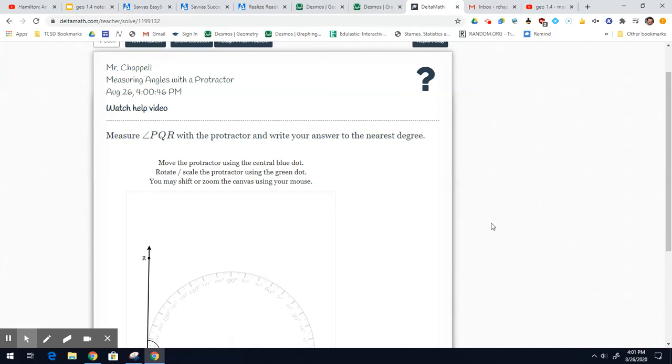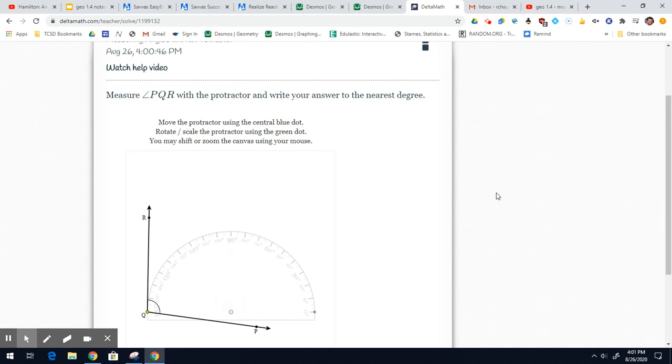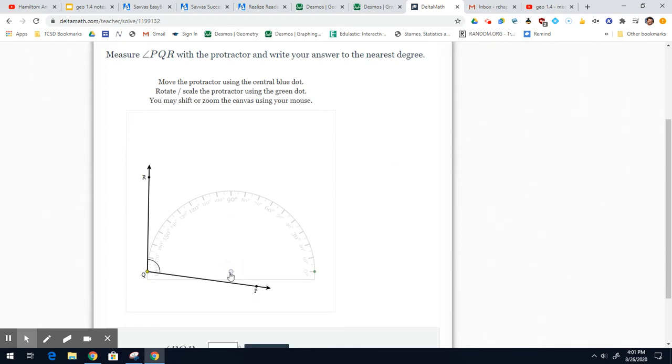Okay, geometry. This will be one of the types of problems on your angles homework. It says measure angle PQR with the protractor and write your answer to the nearest degree. It says move the protractor using the central blue dot. Here's the central blue dot. That needs to be put on the vertex. Angle PQR, Q is the vertex. So I'm going to take my protractor and slide it to Q.